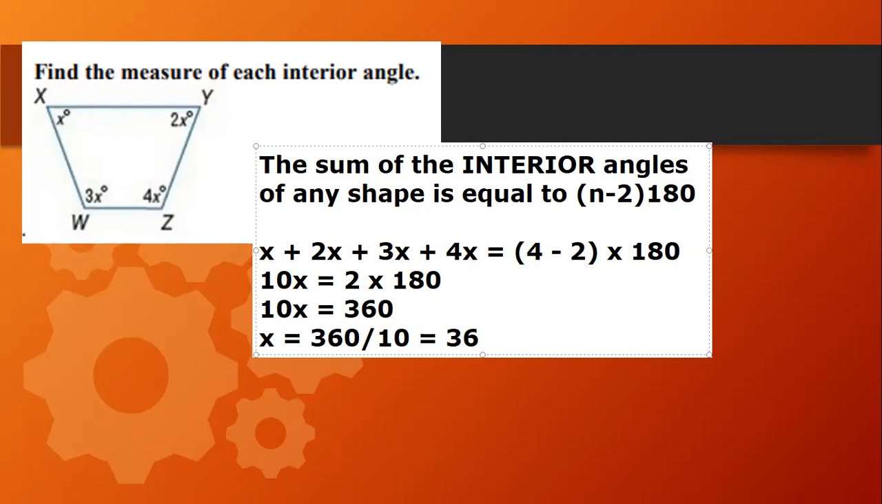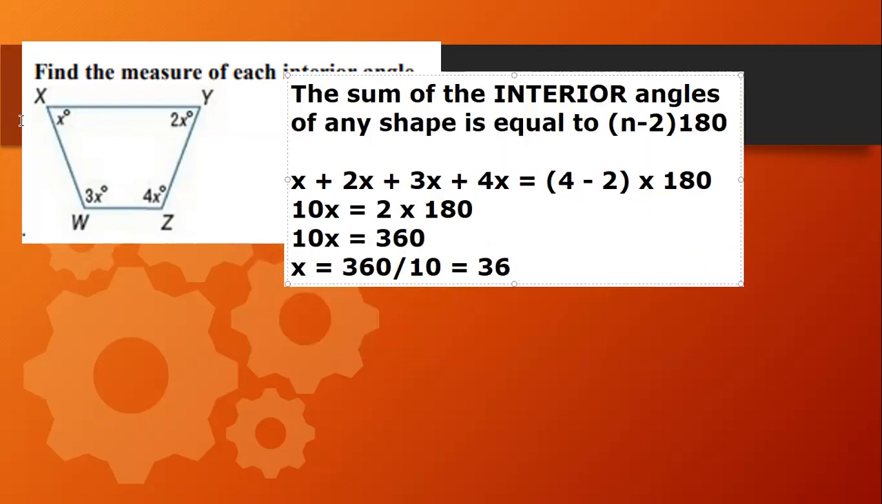Any questions there? So x is 36. So which means if x is 36, then we can go ahead and figure out what 2x is, which is angle y, what 3x is, which is angle w, and what 4x is, which is angle z. Let's observe that a bit and see if it makes sense to you.